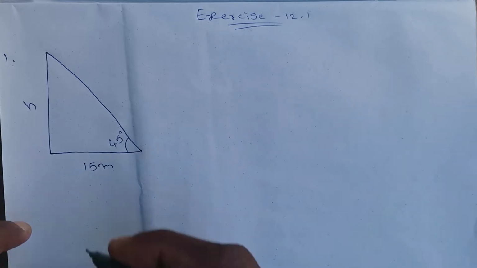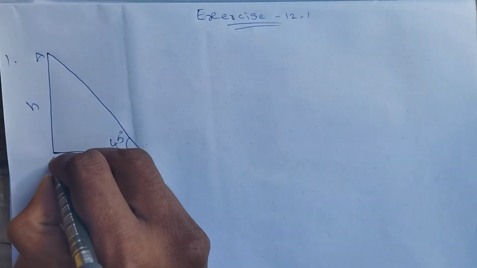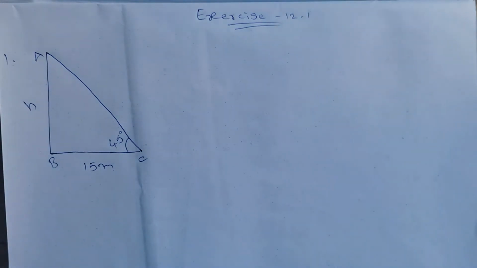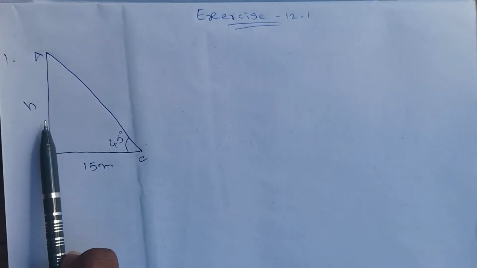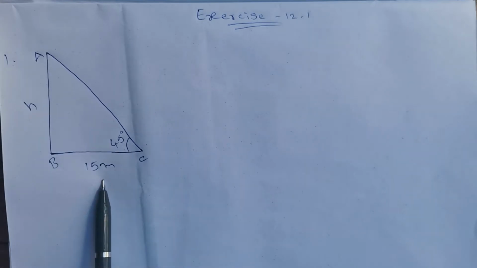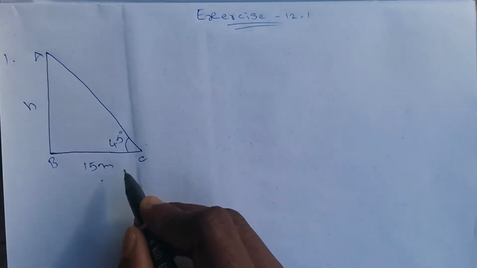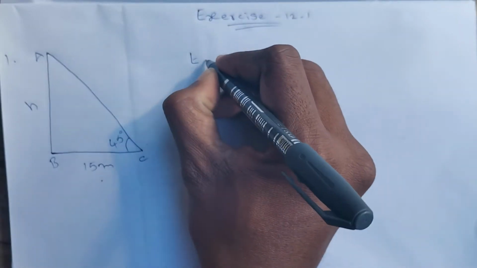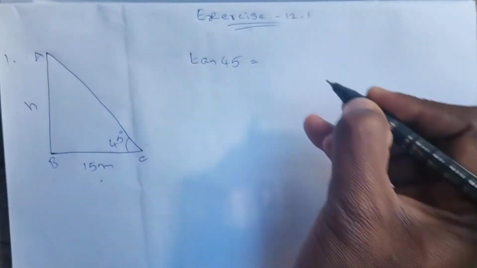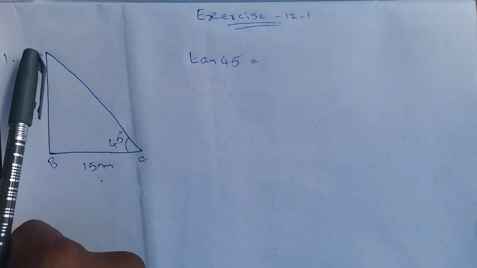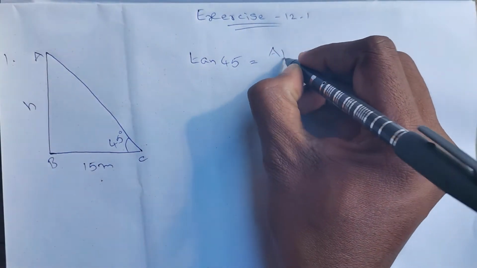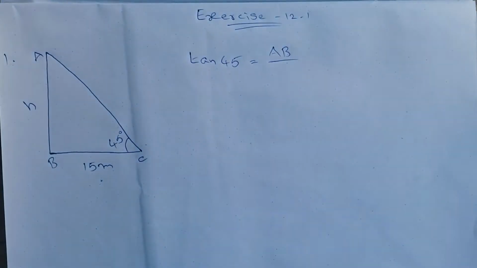The given triangle, I will take it as some ABC. Now if we observe, this is the angle, this will become opposite and this will become adjacent. Which trigonometric ratio deals with opposite and adjacent? It is tan and cot. You can go with tan or else cot, both will give the same answer. So I'm going with tan. The angle is given clearly as 45 degrees. Tan 45 is equal to opposite AB divided by adjacent BC.